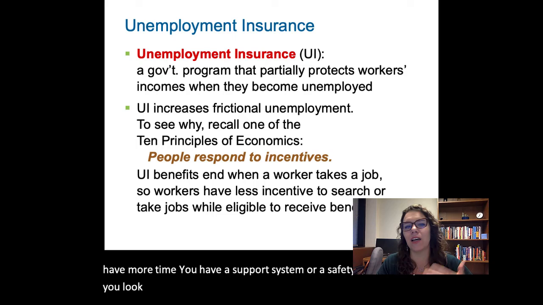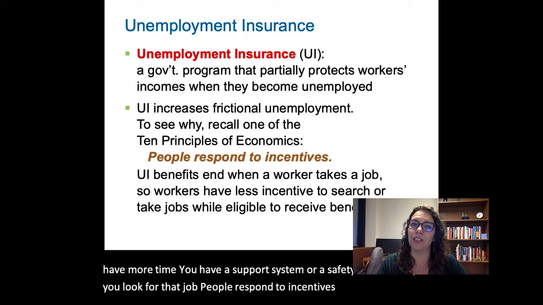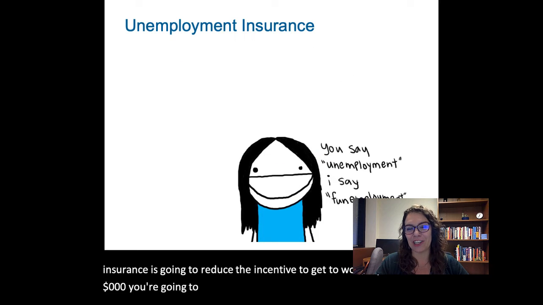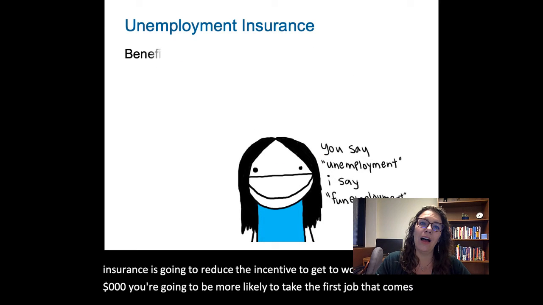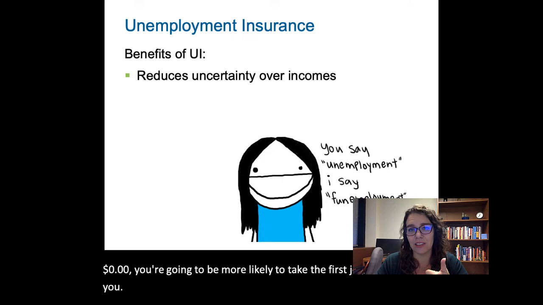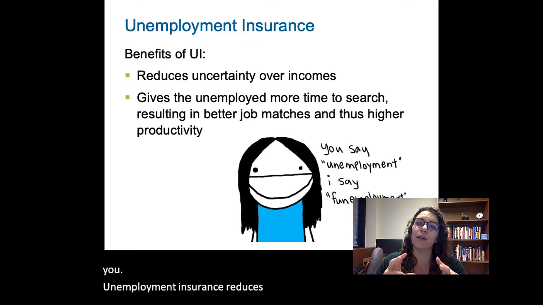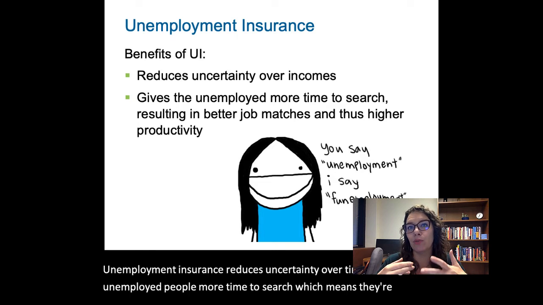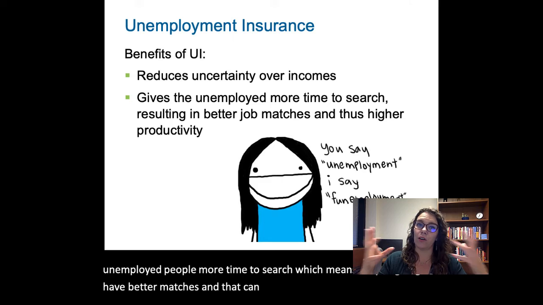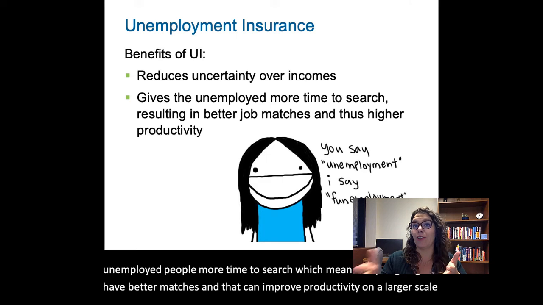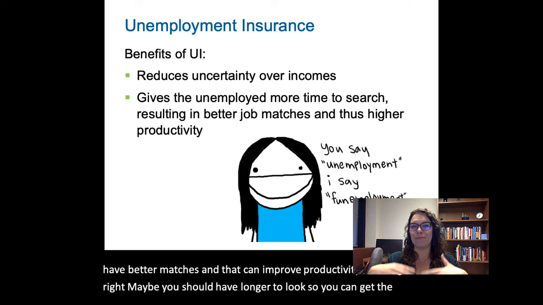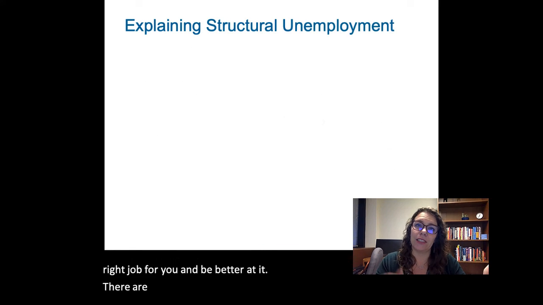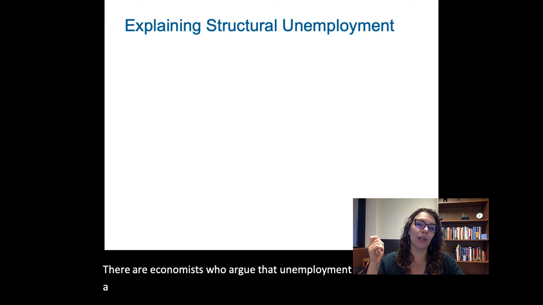People respond to incentives. Unemployment insurance is going to reduce the incentive to get to work. If you have $0, you're going to be more likely to take the first job that comes for you. Unemployment insurance reduces uncertainty over time, and it gives the unemployed people more time to search, which means they're going to have better matches, and that can improve productivity on a larger scale, right? Maybe you should have longer to look so you can get the right job for you and be better at it. There are economists who argue that unemployment insurance creates a disincentive to work.